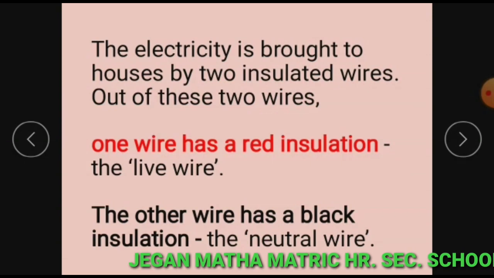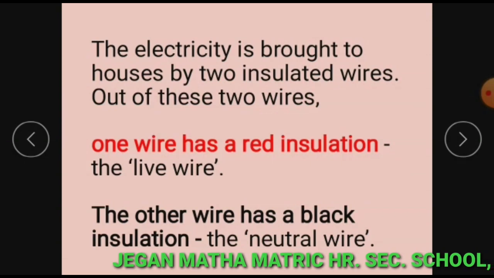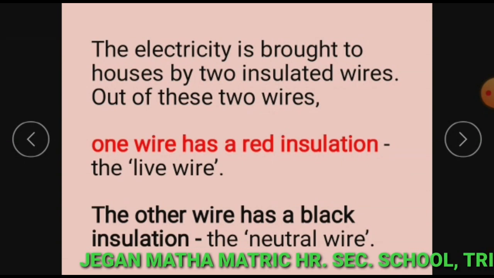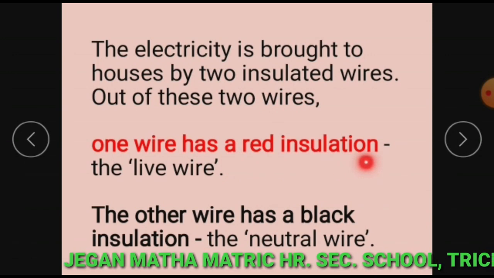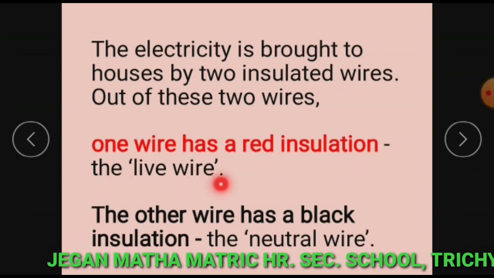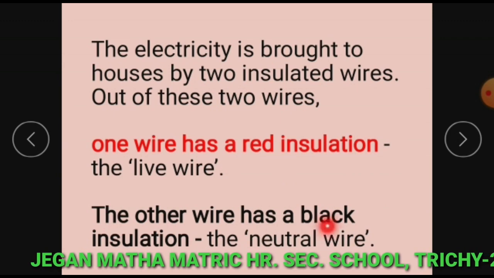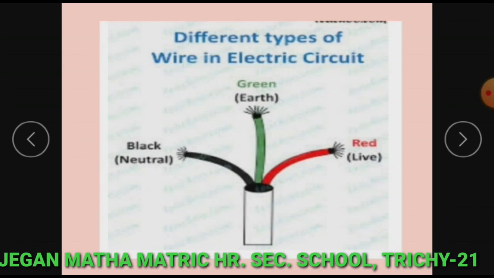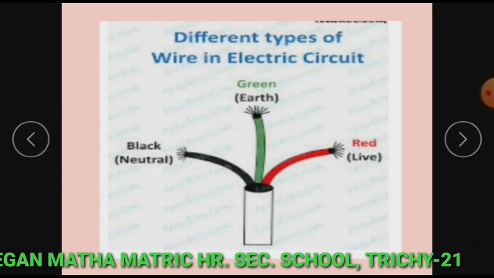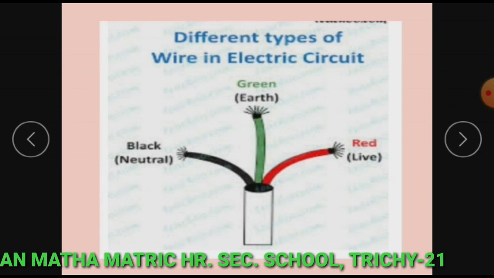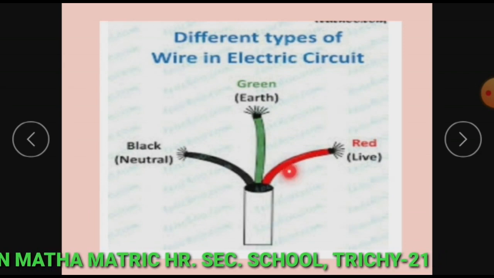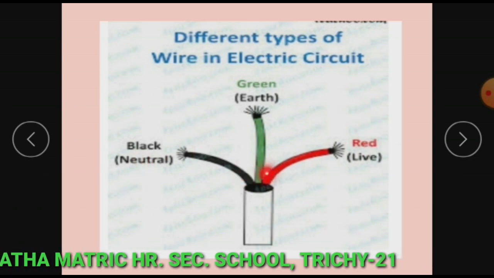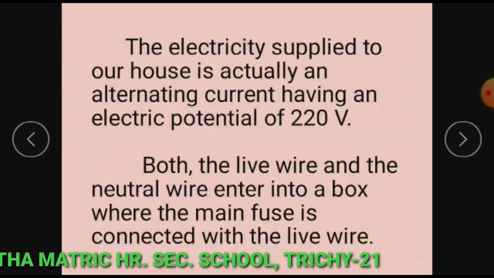The electricity is brought to houses by two insulated wires. Out of these two wires, one wire has a red insulation which is known as live wire. The other wire has a black insulation. It is called neutral wire. Here, different types of wire in electric circuit are shown. Red wire is known as live wire, black wire is known as neutral wire and green wire is known as earth wire.